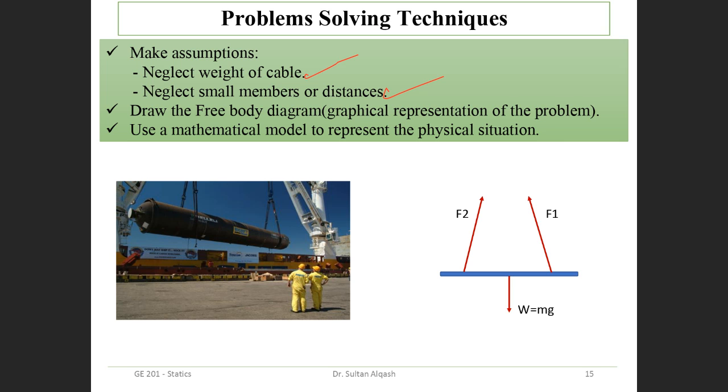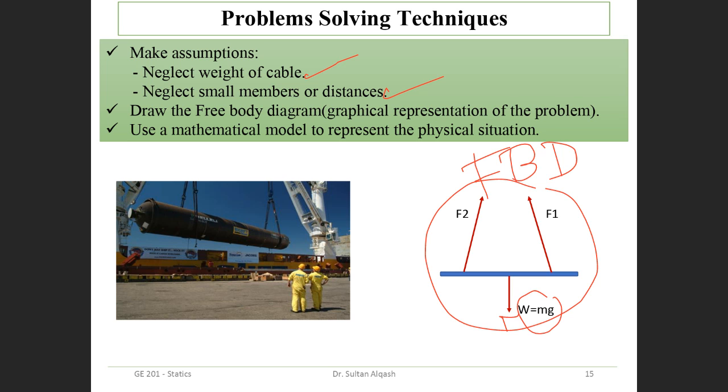Clear? So this is the free body diagram. Simple. So I have an object. I have its own weight. This is a force. The weight is force basically. And then I have the F1 for the cable 1, F2 from the cable 2.